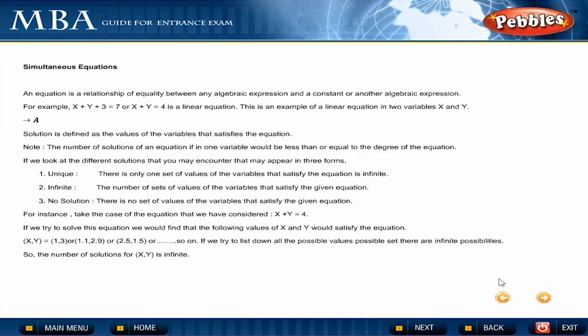Simultaneous equations. An equation is a relationship of equality between an algebraic expression and a constant or another algebraic expression.